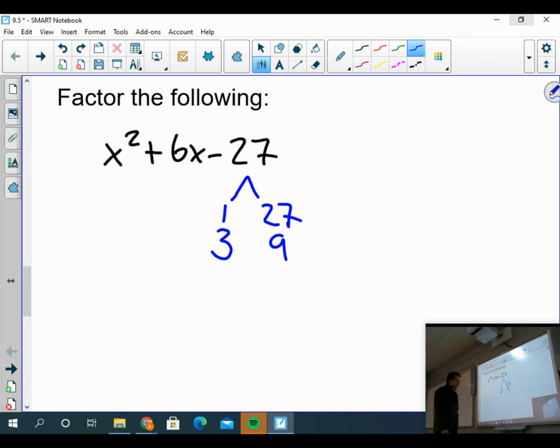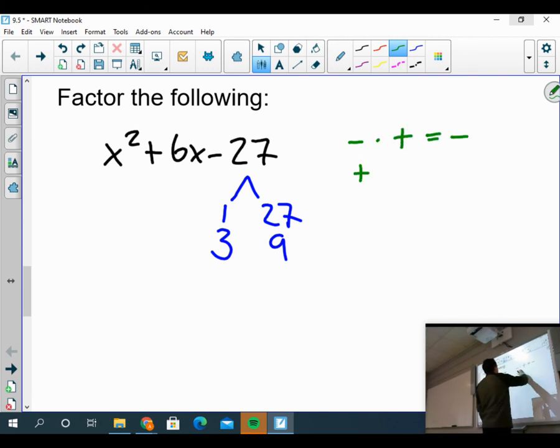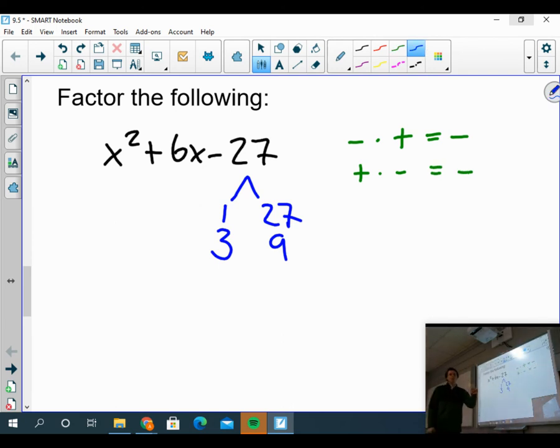And so now let's talk about this negative. You see, we need two factors that multiply not to give us positive 27, but negative 27. Well, let's think in general, how do we multiply to get a negative number? Well, I have to do negative times a positive or positive times a negative. Either way, one of my factors needs to be positive and one needs to be negative.